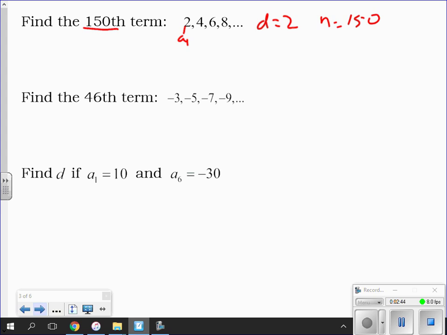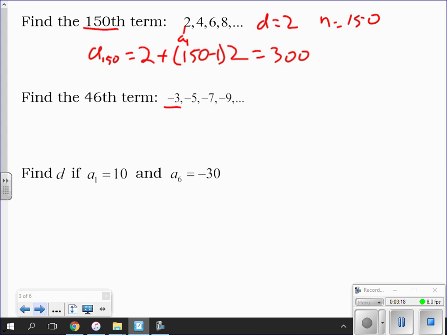So to figure this out, A sub 150, the 150th term, is the first term, 2, plus the number of terms I want, minus 1, times my D. So I take 150, subtract 1, multiply that times 2, add 2, and I end up getting 300. So the 150th term is 300. Not a big deal.